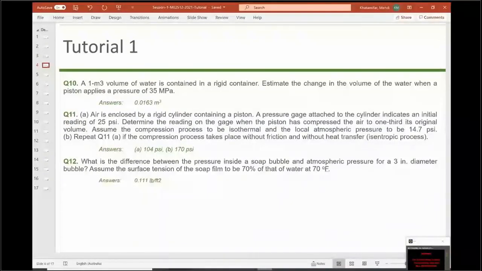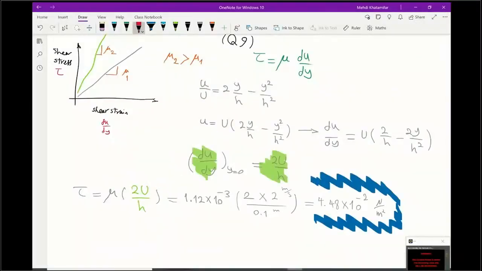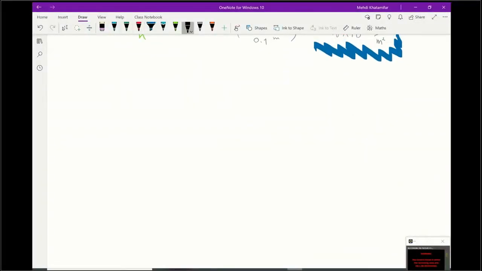Bulk modulus EV is equal to negative dP divided by dV over V. dV is the question mark. We want to find dV. Let me write the formula. EV is a constant for water. Let me write the EV.